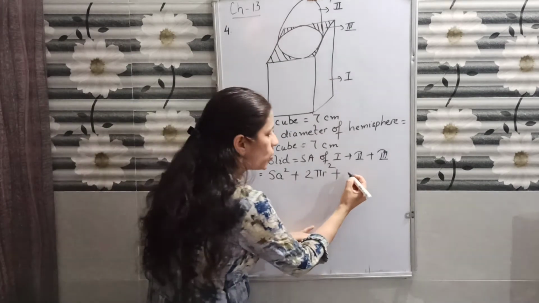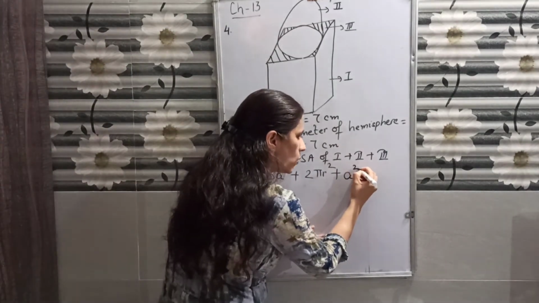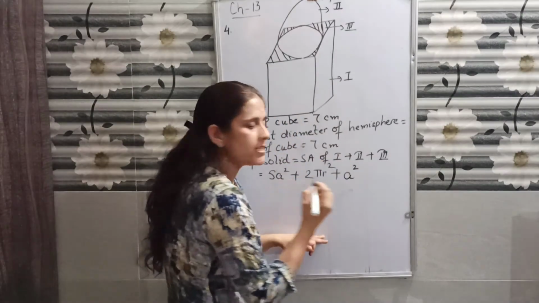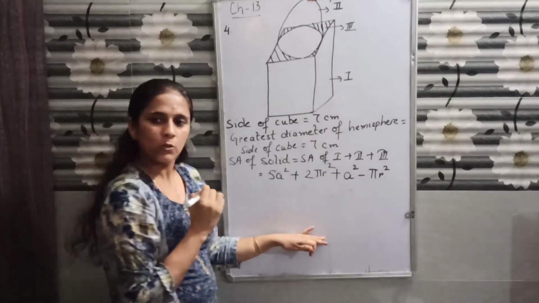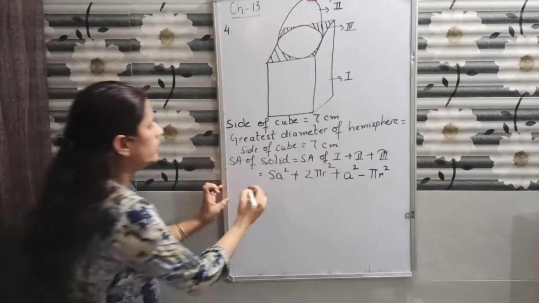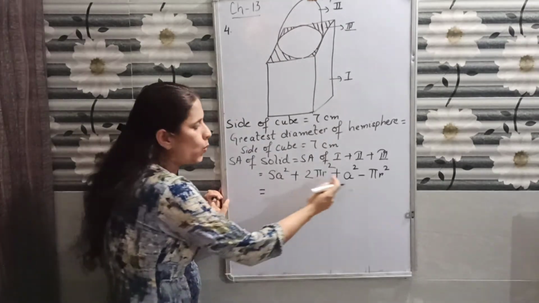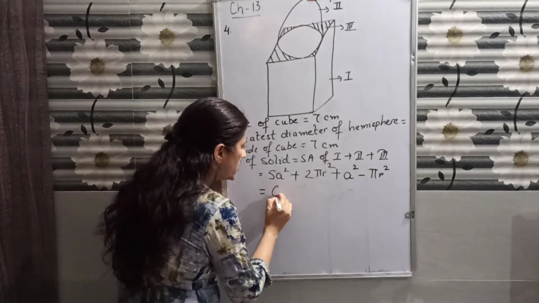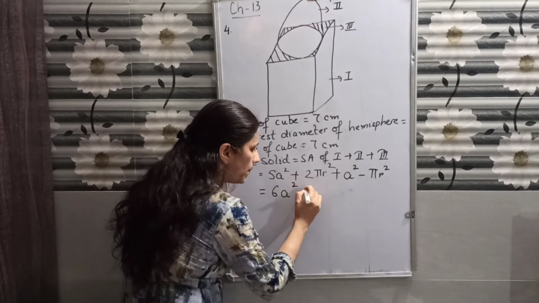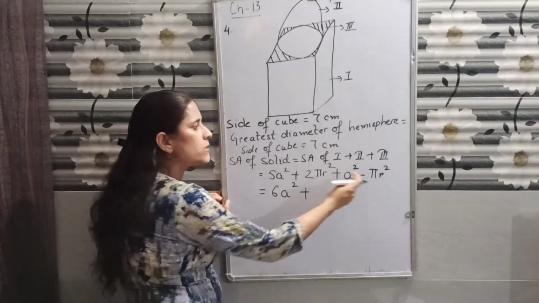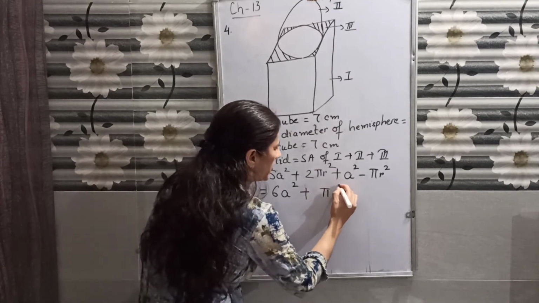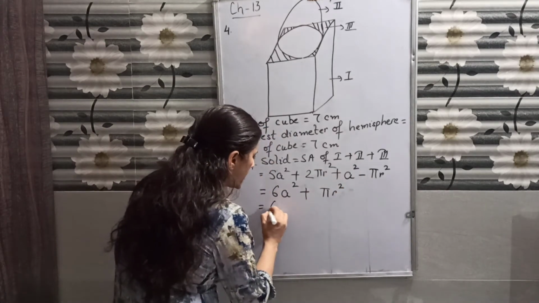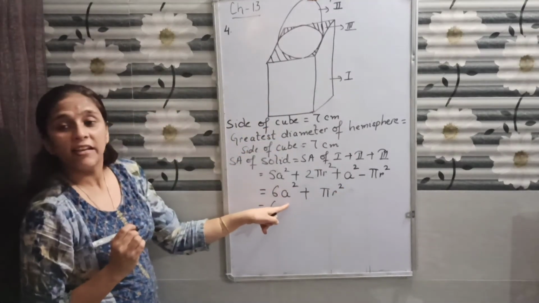Now the area of the square is a square and the area of the circle is pi r square. So we will separate pi r square. So this is equal to 5a square plus a square is 6a square, plus 2 pi r square minus pi r square is equal to pi r square. Fine.